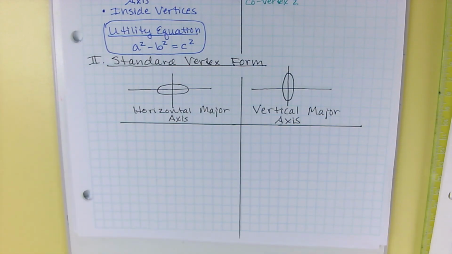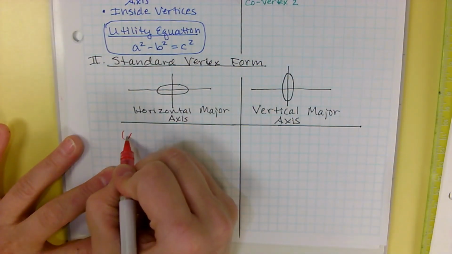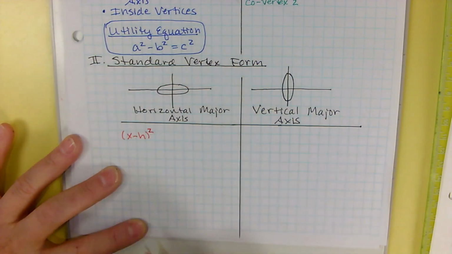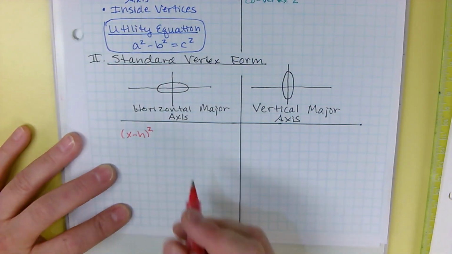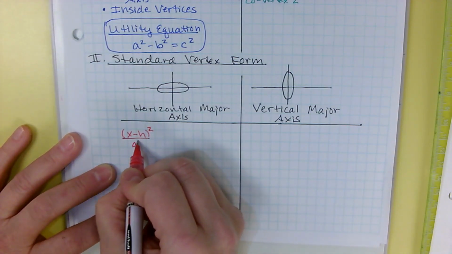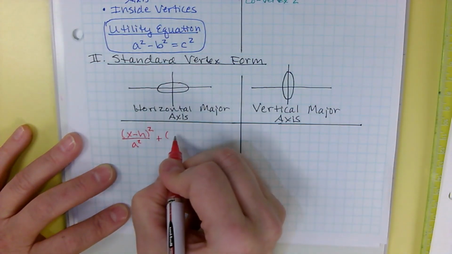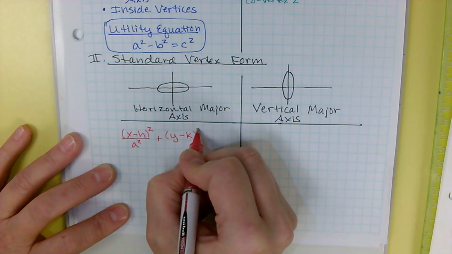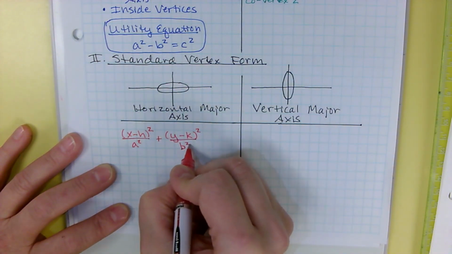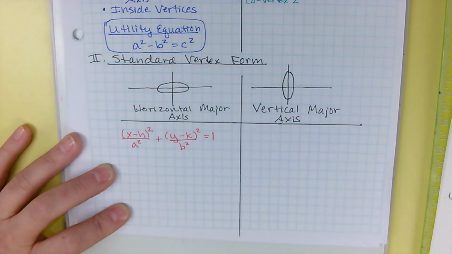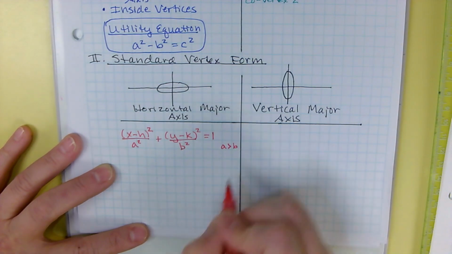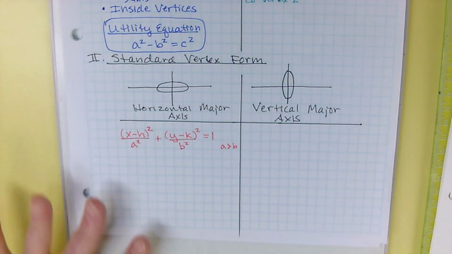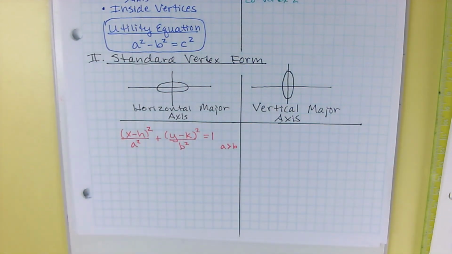So horizontal major axis, here's how the formula goes. X minus h quantity squared. And you go, hey, Ms. Wright, this is really close to circles. Yes, yes, it is. Except it's over a squared plus y minus k squared over b squared equals 1. That's a huge difference. Ellipses are always equal to 1. And in this formula, A is always greater than B, which means A is bigger.